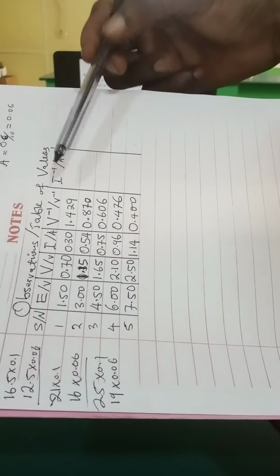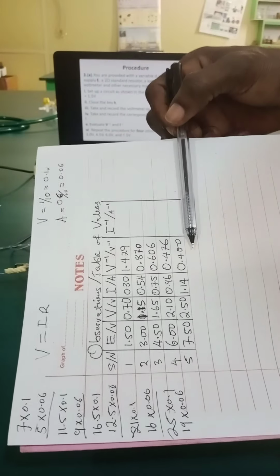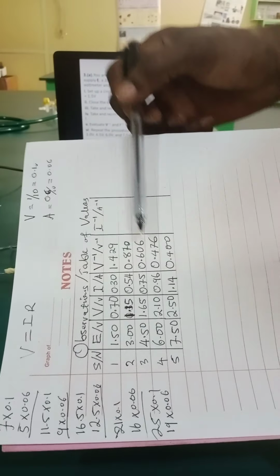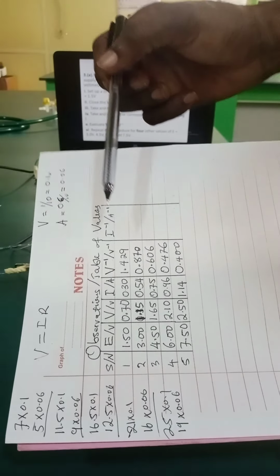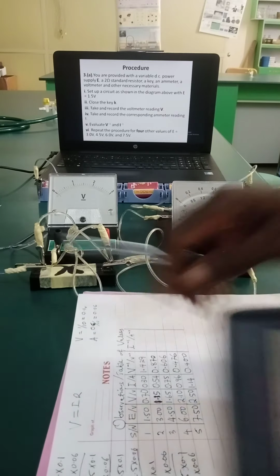You don't need to write 0.4 here. You need to have consistent values. If the values are inconsistent, the examiners will mark you down or they will deduct a mark from you. So we are going to find the inverse for I now.